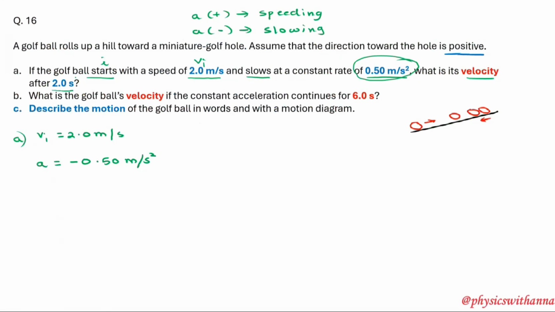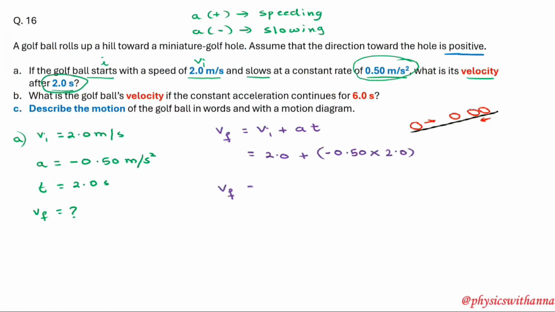Time t here is 2 seconds. I need to find the velocity after 2 seconds, so final velocity. So let's apply the same equation again. V final equals V initial plus A into t. V initial is 2 plus acceleration is negative, so I write negative 0.50, time t is also 2. Solve and you get the final velocity to be equal to 1 meter per second.